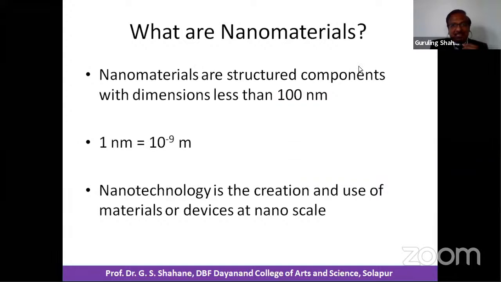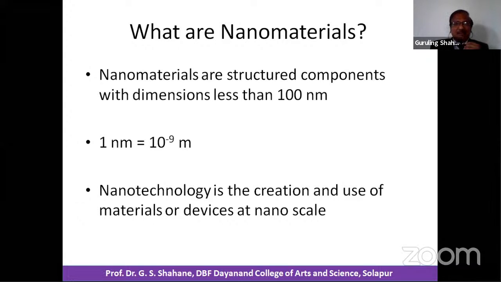So what are nanomaterials? Nanomaterials are structural components with dimensions less than 100 nm. For physics, it may be a sort of repetition, but for engineering or others, we will have some discussion about that also. We know that 1 nanometer is 10 to the power minus 9 meters. Now, what is the speciality? Why this limit, 100 nanometers?